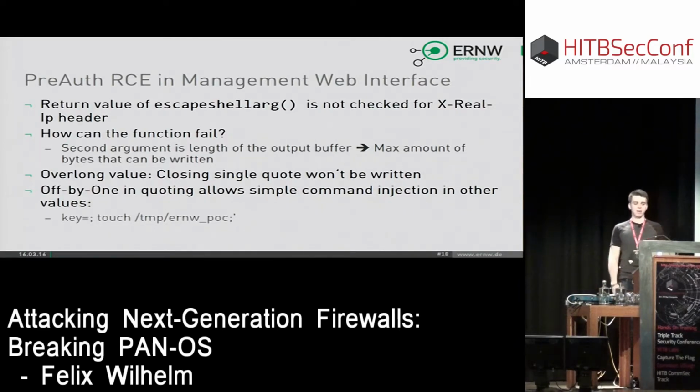But because this failure isn't correctly checked by the code, you have an off-by-one in quoting, which allows really simple command injection. So basically you just send a really long X-Real-IP header value, and then you can just use something like this as a key parameter. Because the single quotes are off by one, you get a direct command injection.